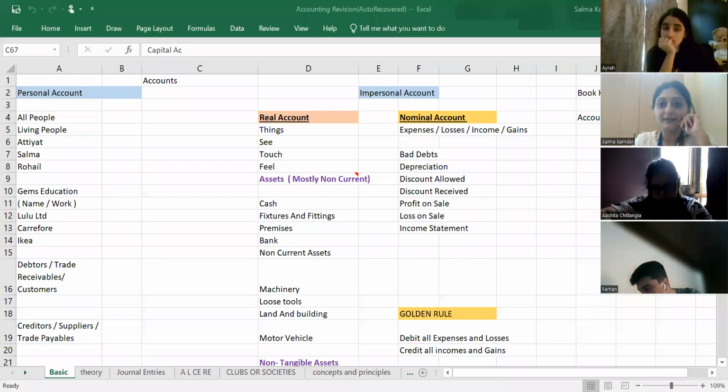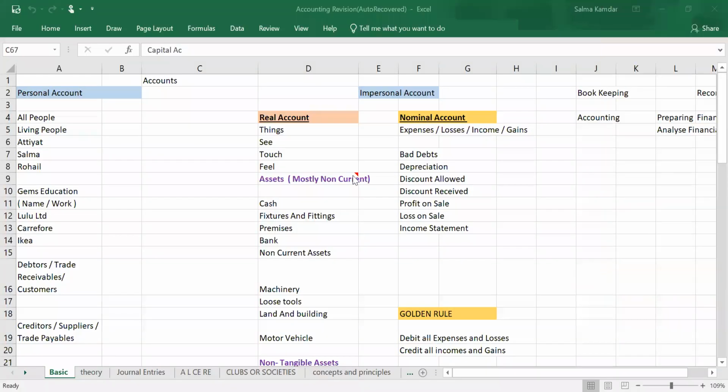Okay. So tell me, accounts are of how many types? How many types of accounts do you have? There are two types, personal and impersonal. In personal account, what is there? And in impersonal account, what is there?